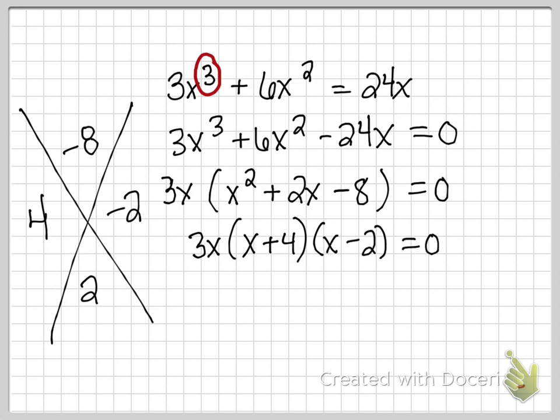Why would you put 2 on the bottom because it says 2x squared? No, you factored out a 3x. Remember, we're looking for 3 roots, or 3 solutions. So we need to set each one of these equal to 0 to get our solutions. 3x equals 0, x plus 4 equals 0, x minus 2 equals 0.